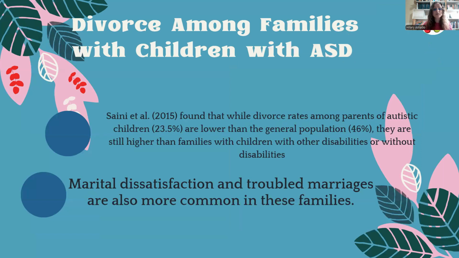Saini et al. found that while divorce rates among parents of autistic children, like 23.5%, are lower than the general population of 46%, they are still higher than families with children with other disabilities or without disabilities. Marital dissatisfaction and troubled marriages are also more common in these families. Positive reflections, however, on the lighter side of having an autistic child have been linked to an improved marital quality. Themes like self-improvement, family strengthening, and a sense of greater purpose can also contribute to increased parental satisfaction.